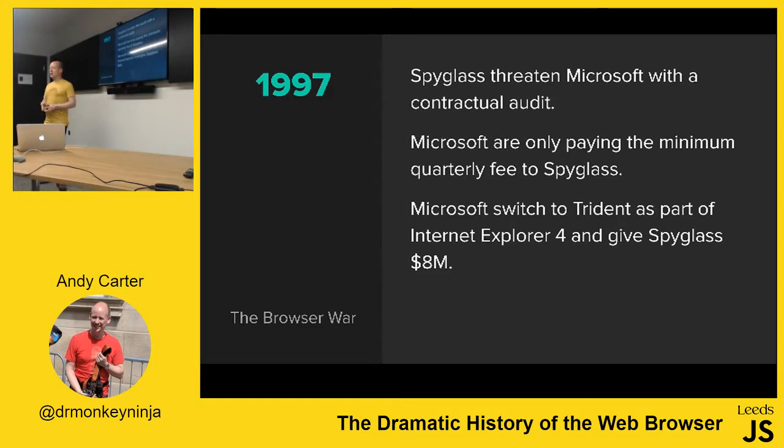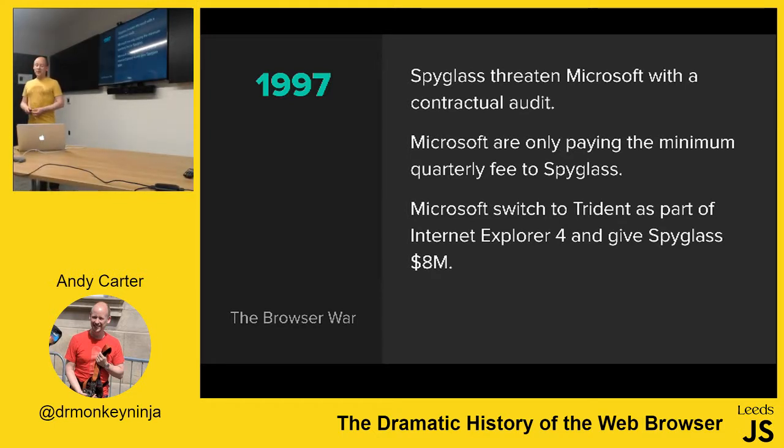So I've mentioned that Microsoft have licensed the code base from Spyglass, so they're using this version of Mosaic for their code. One of the agreements was that they would pay Spyglass a minimum quarterly fee, and on top of that, they would pay a percentage of the revenues being made from the browser. Now, Spyglass weren't receiving this percentage of the revenue because Microsoft claimed there was none because they were giving it away for free.